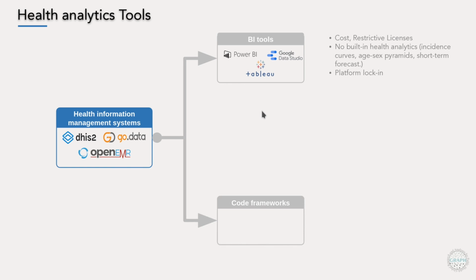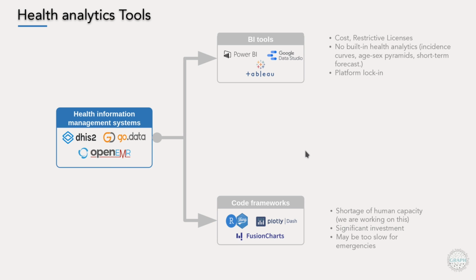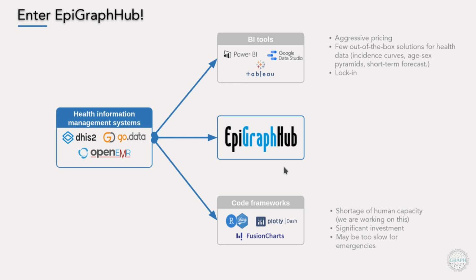Or you can go hardcore and decide, oh no, I'm going to implement my own code to do my analysis. And there are great tools out there to do that. R Shiny is one of them. But you face other difficulties. For instance, can you find someone to do that? Well, it's hard. How much would that person cost? And can they do that for tomorrow? Well, perhaps not. So enter EpiGraphHub.